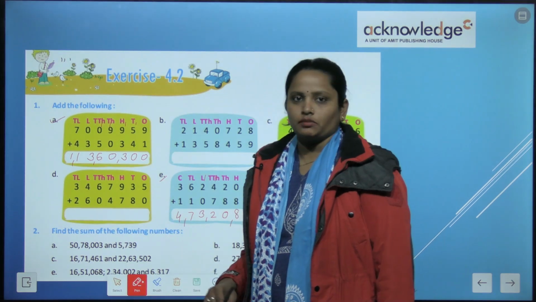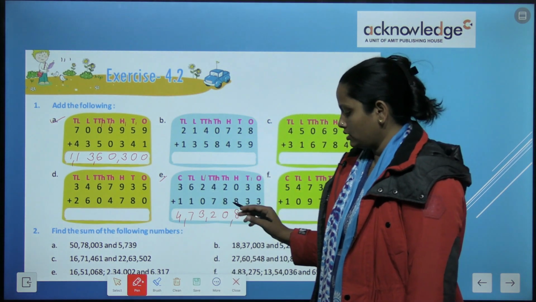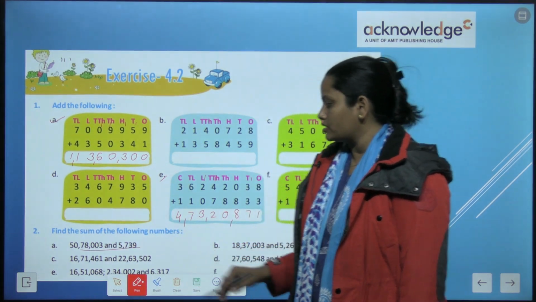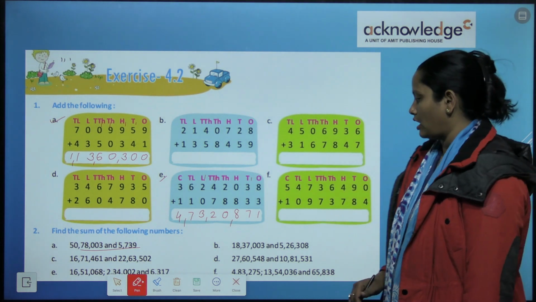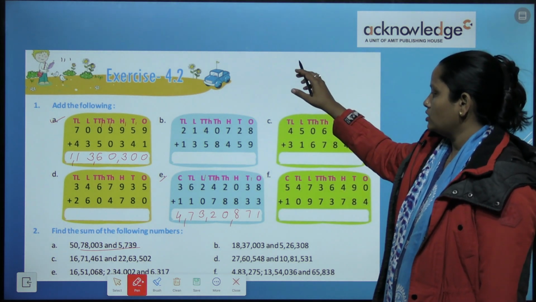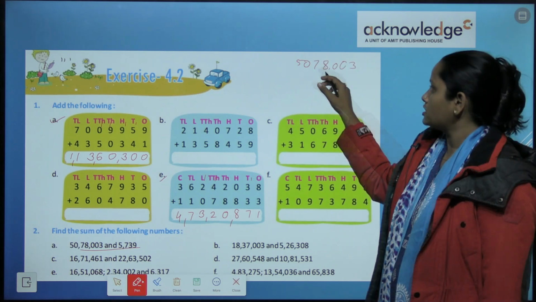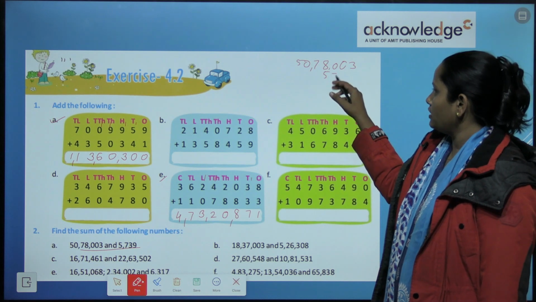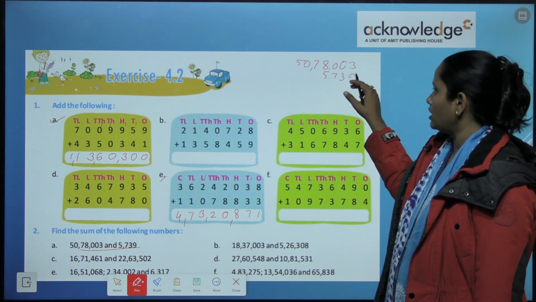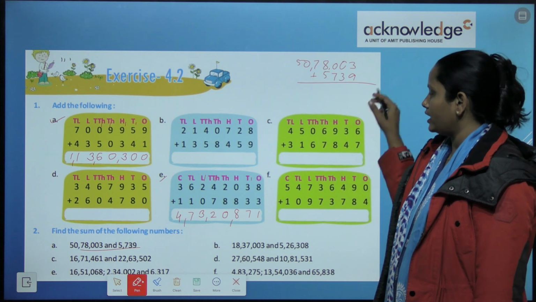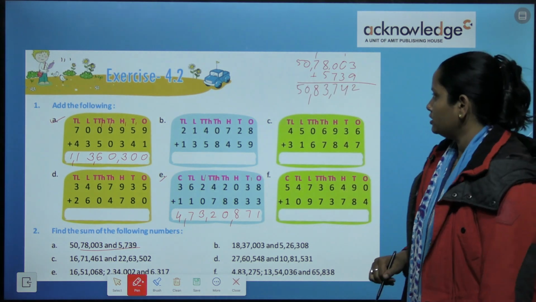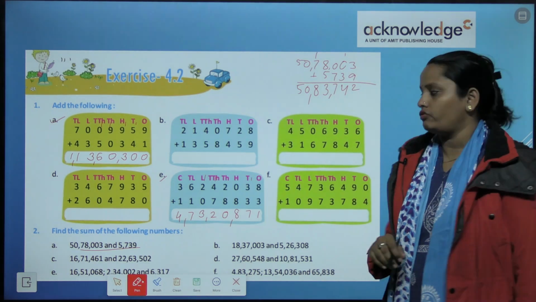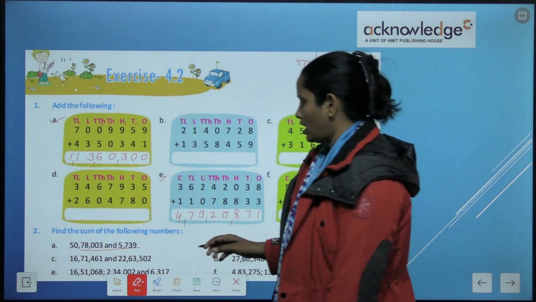Now let's move on to question number 2. Find the sum of the following numbers. So here 2 group of numbers are given. We have to rearrange them first and then we have to find out their sums. So let's rearrange it. So this is the first number. Now we have to add 5,700 39. Let's add these two numbers. So children, here the answer is 50,83,742. So this is the answer.